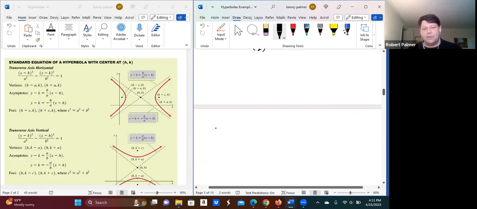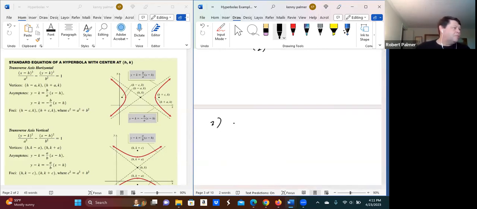Okay, let's take a look at another problem. This time we're going to be given some information about the hyperbola, but we're not actually going to be told the equation. You can be told, for example, vertices and foci, or asymptotes and foci, or asymptotes and a vertex, something like that. Let's take a look at this.